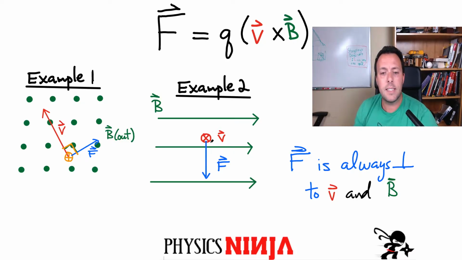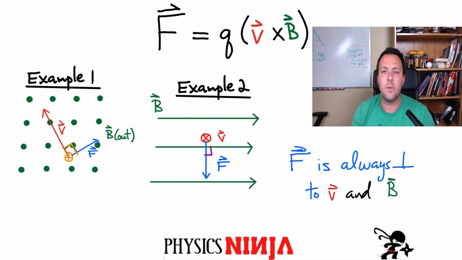Have a look at example number 2 that we did. I have my velocity going into the page, and I've got my force acting down. Those 2 vectors are perpendicular to each other. Also, the magnetic field is pointing to the right, and the force is acting down. And what do we have? A force that is perpendicular to the magnetic field. We always have this, so double check your answer.